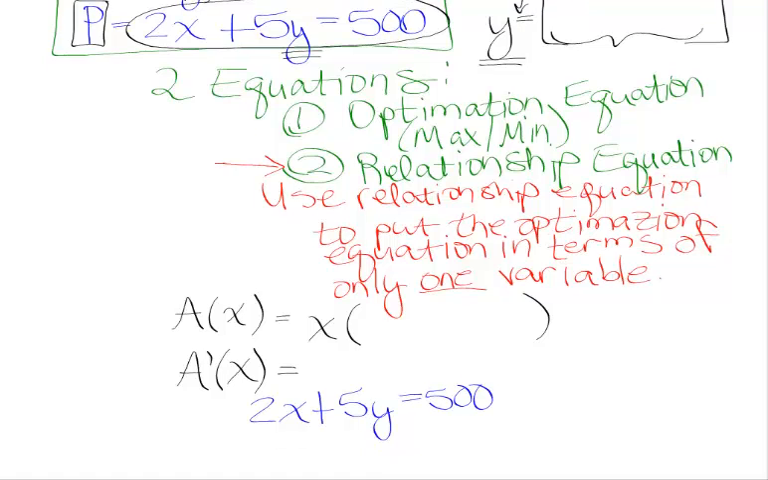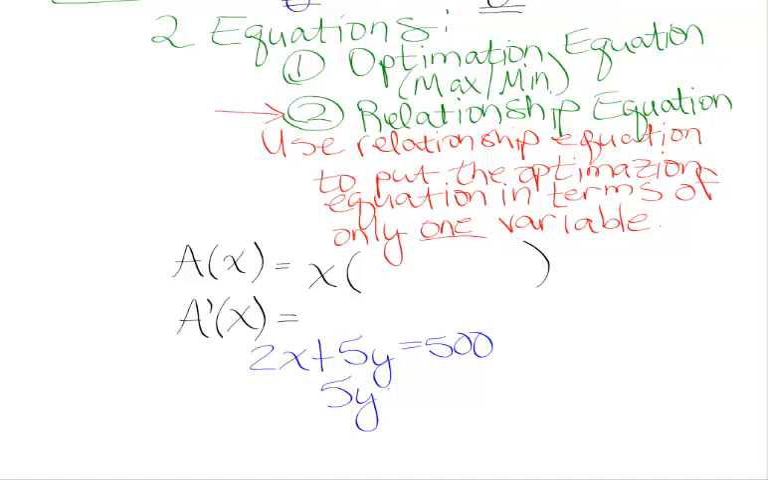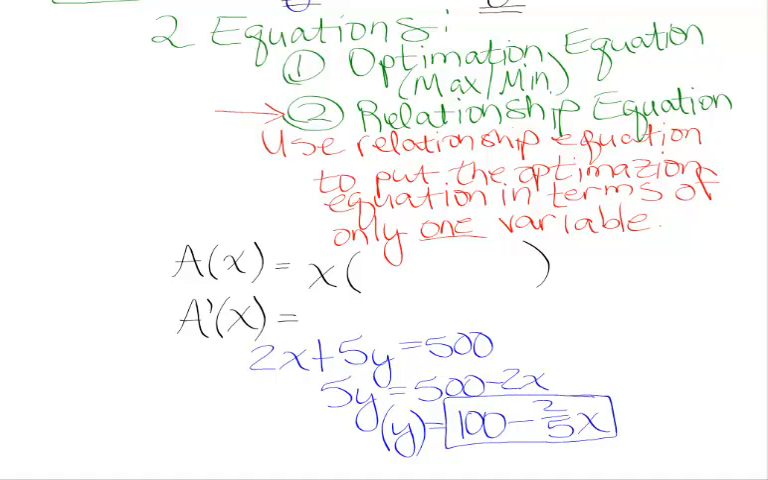I'm going to subtract 2x from both sides, going to divide both sides by 5. So everywhere that I see a y in the optimization function, I get to write this instead. This is equivalent to x times y. Now I have a function totally and completely in terms of one variable.